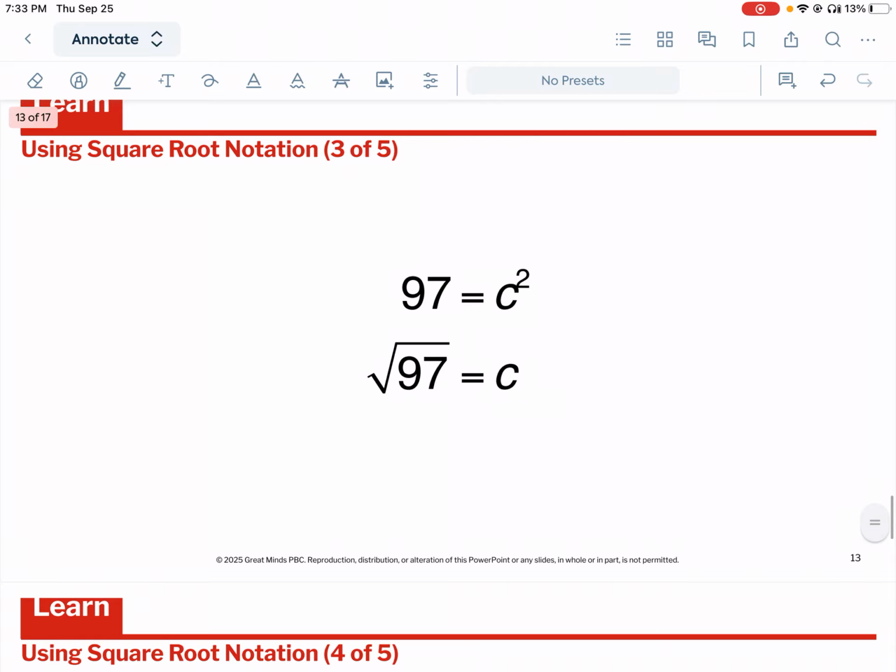This is just a demonstration of how to use square root for those who may still be confused. It gives us c squared equals 97, but to get one c value, because it's the c squared and we just need to know the value of one c and not two, you would square root it. Square root both values to get just the value of one c.